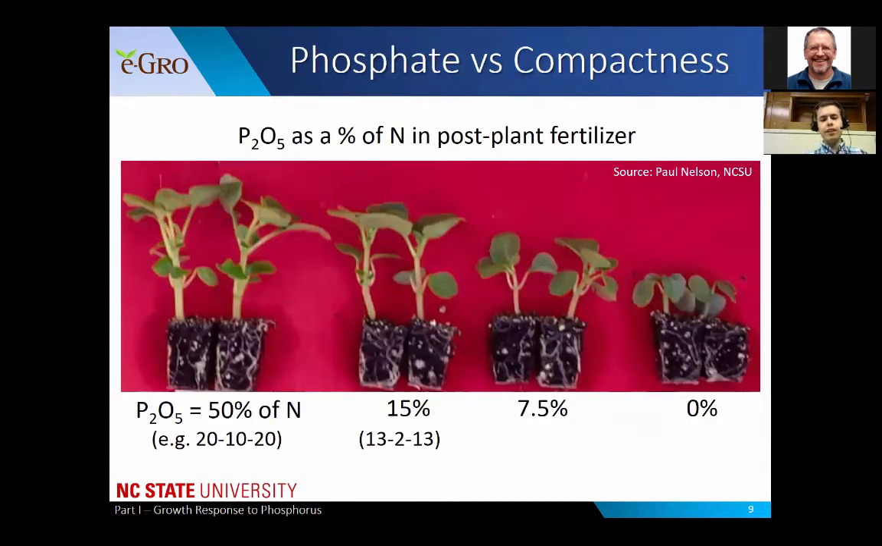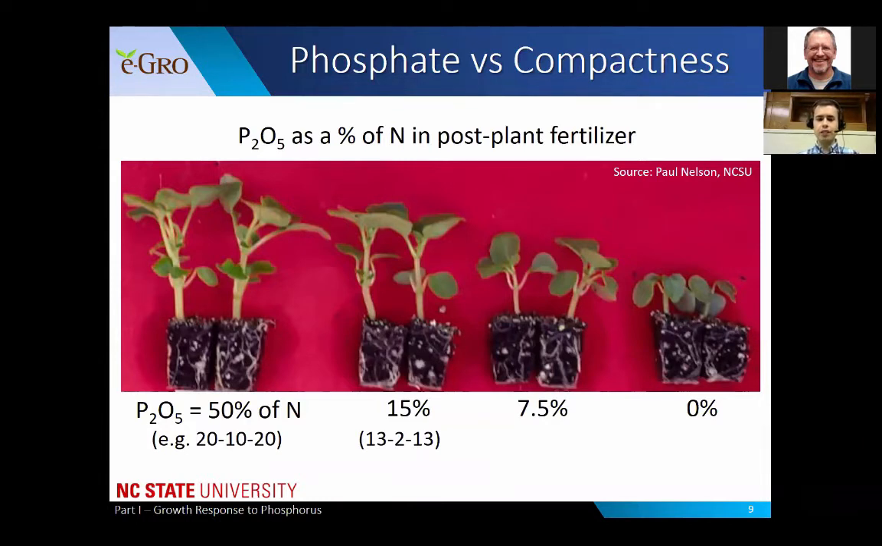And here is a picture, some of the results from some of his work looking at phosphate versus compactness in ornamental plug cuttings. So here on the bottom of the screen, you can see phosphate as a percent of nitrogen, the leftmost plant being grown with 50% rate of phosphate as the rate of nitrogen, and that would be supplied by a fertilizer such as 20-10-20. And as you work your way across to the right side of the slide, you can see that the rate of phosphate decreases down to no phosphate at all.